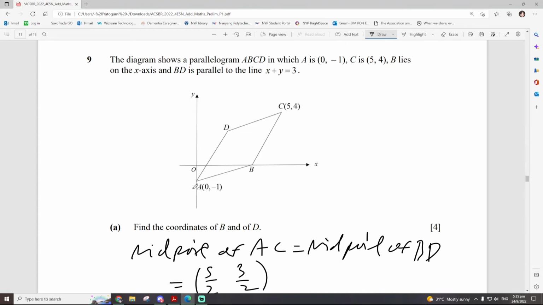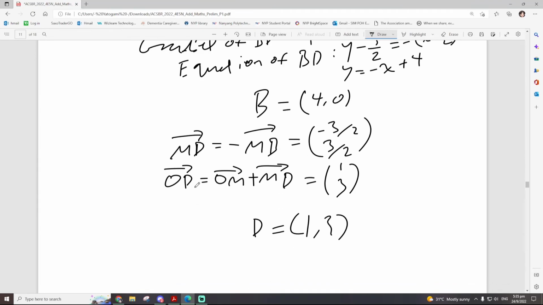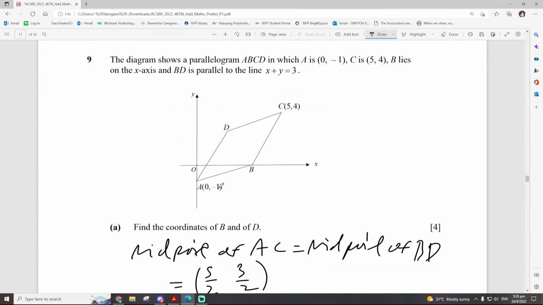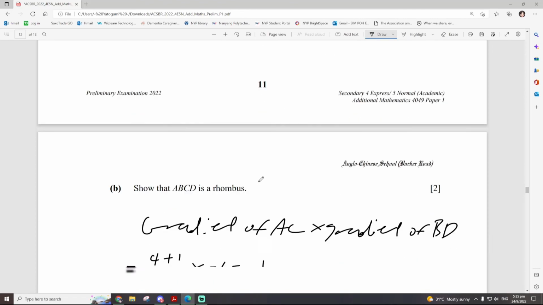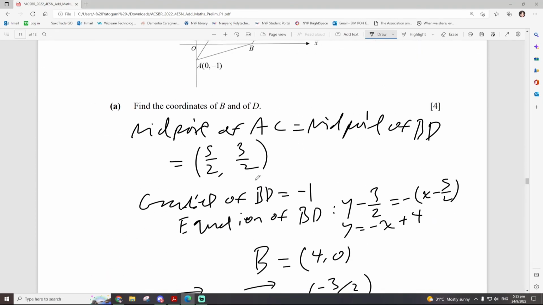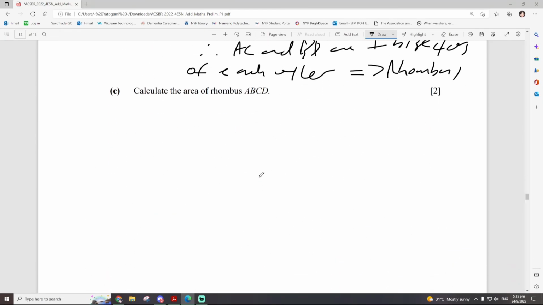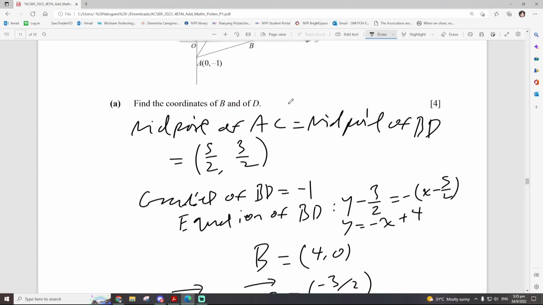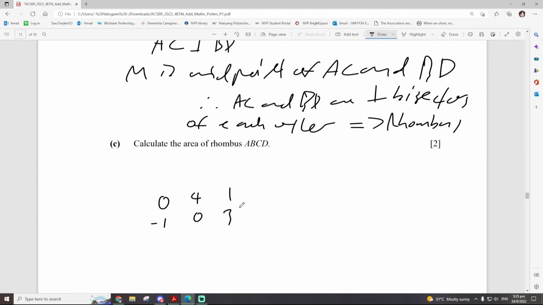So what I'm going to do is 0 minus 1, 4, 0, 1, 3. As usual with the shoelace method, make sure that your coordinates are placed in anti-clockwise order, otherwise you will get a negative number.